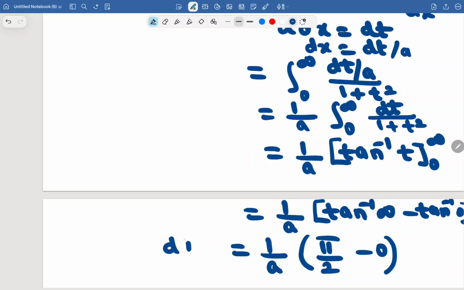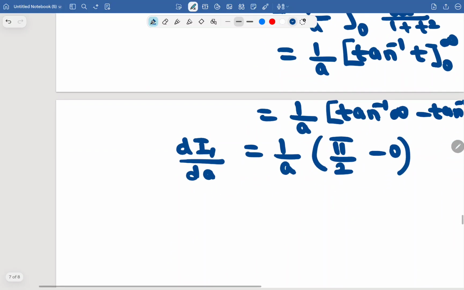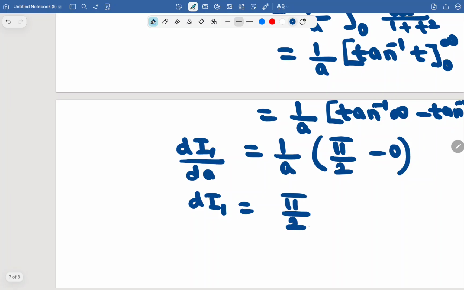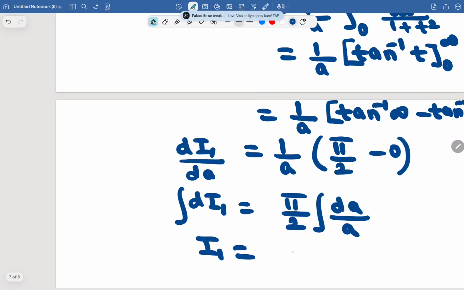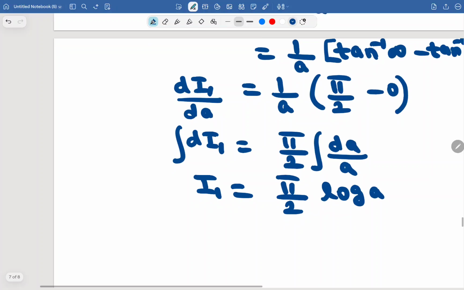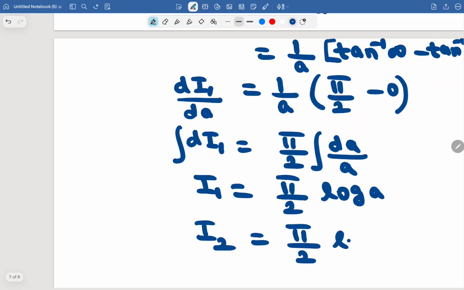This is dI1 by dA, dI1 equal to pi by 2 dA by a. Integrate both sides, I1 equivalent to pi by 2 log a. Similarly, if you find for the second integral I2, the answer is pi by 2 log b.